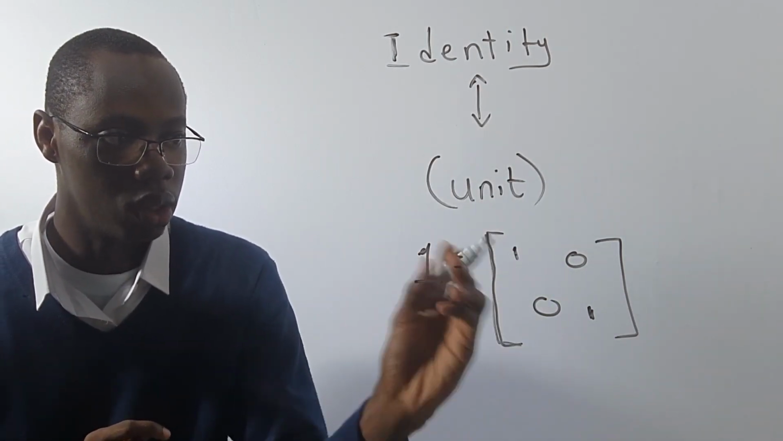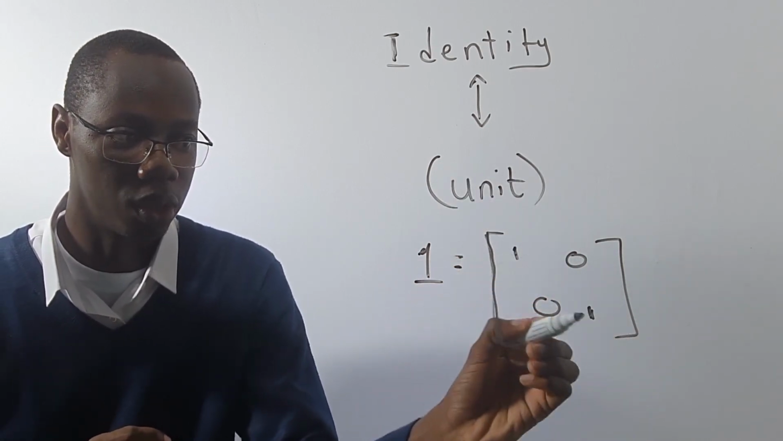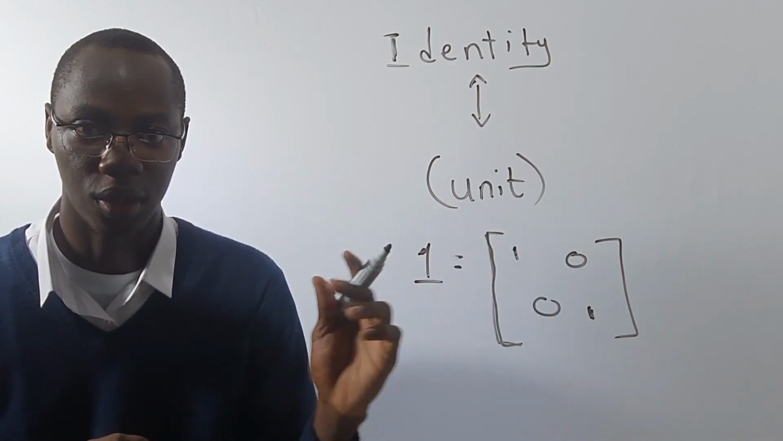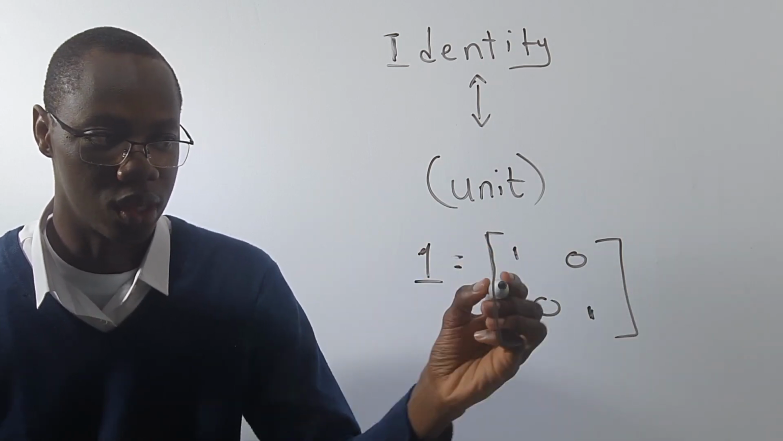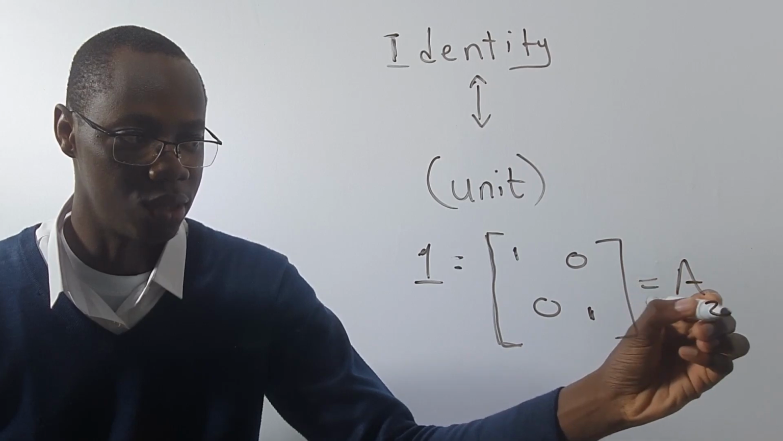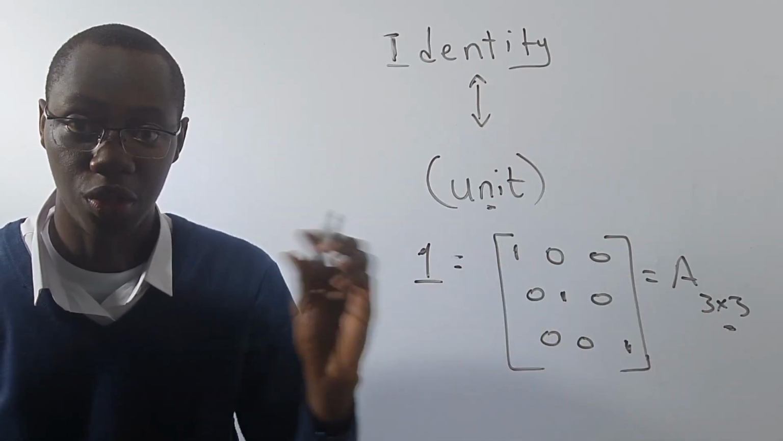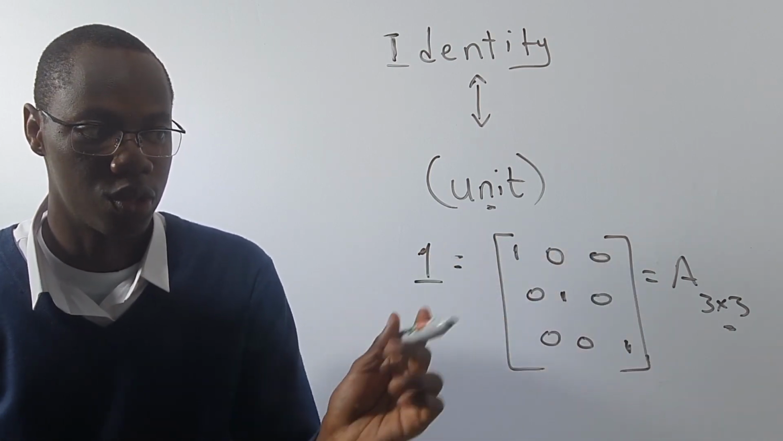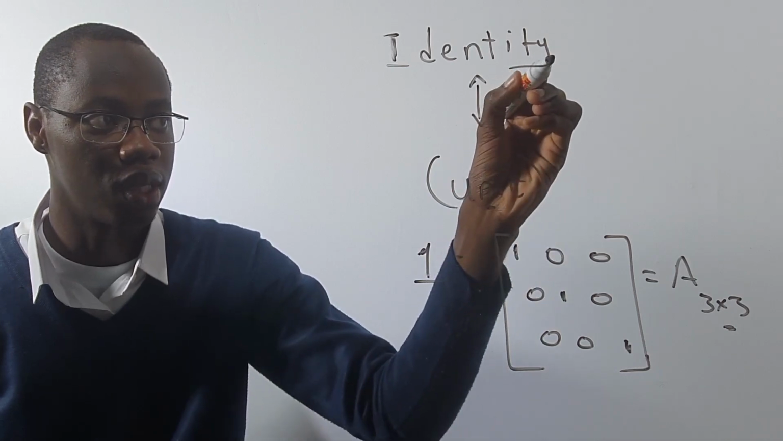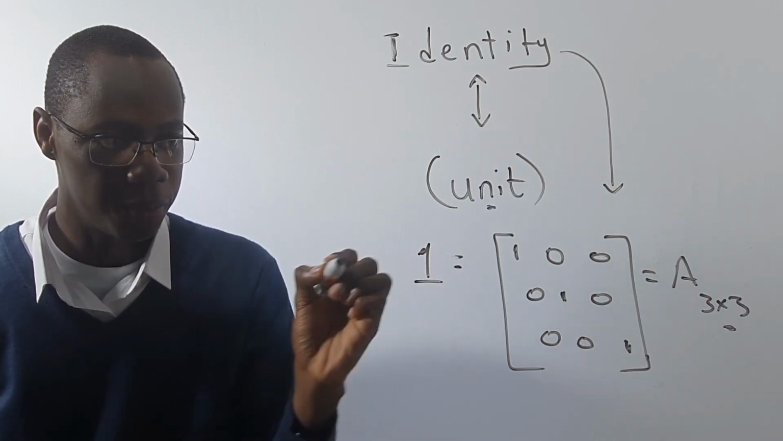So you have 1, 1, like all the leading diagonals. This is called the leading diagonal. This 1 and 1 here is the leading diagonal, and the 0, 0 is the second diagonal. I'll talk about that as we progress. But this is a 2 by 2 matrix, matrix A. So in a 2 by 2 matrix, this is how you write 1. And of course, if it were a 3 by 3 matrix, you can see 1, 1, 1, and then every other part is 0. So once you see a matrix like this, you are referring to the identity, the unit matrix, or 1.